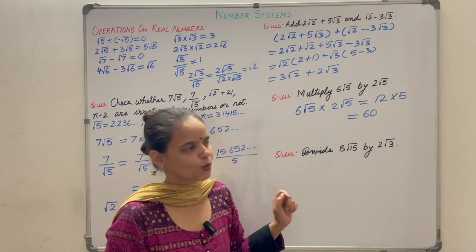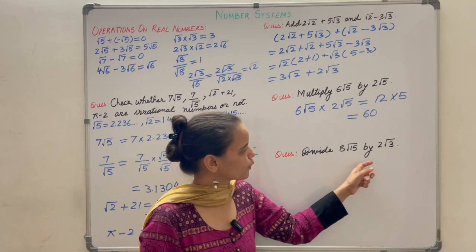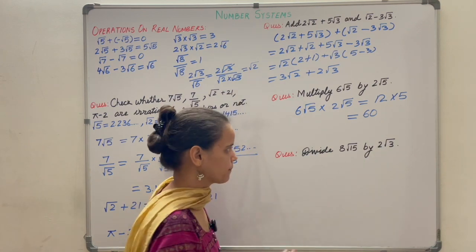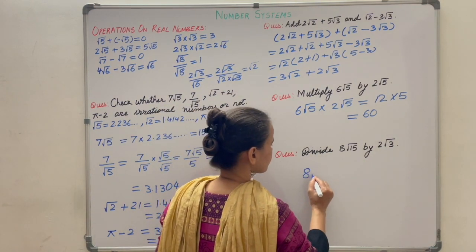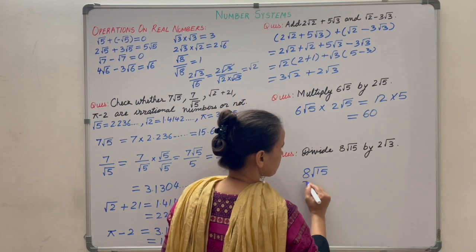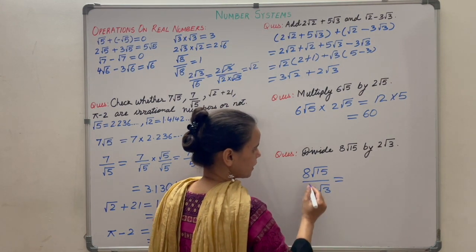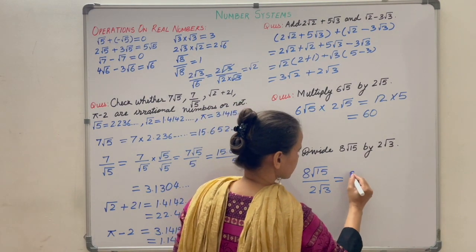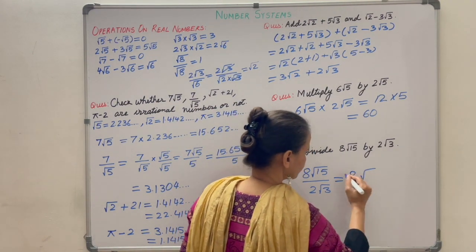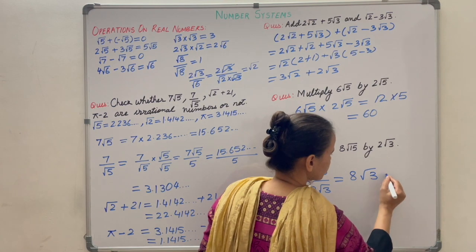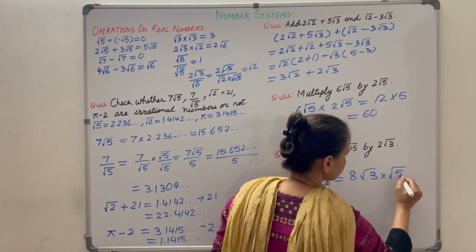Now let us take this question. Divide 8 root 15 by 2 root 3. So you have to divide 8 root 15 by 2 root 3. So you can cancel it out. I'll just rewrite it here first. So 8 root 15, I can write it as root 3 into root 5.